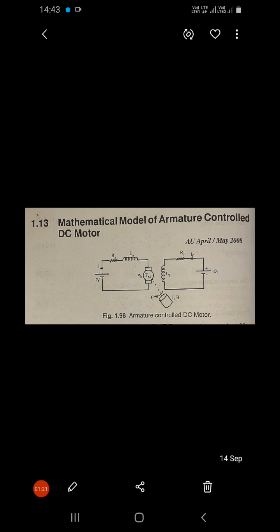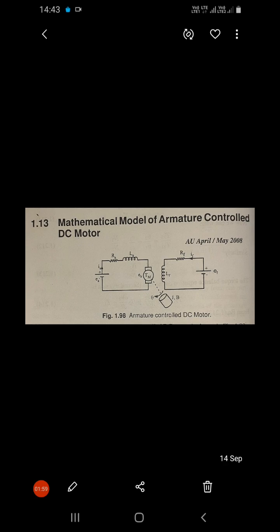Now come to the classification of servo motors. There are two types of servo motor: one is the DC servo motor and the second is the AC servo motor. This DC servo motor is further classified into two types: first is the armature controlled DC motor and second is the field controlled DC motor. Now we discuss how we develop the mathematical model of the armature controlled DC motor.